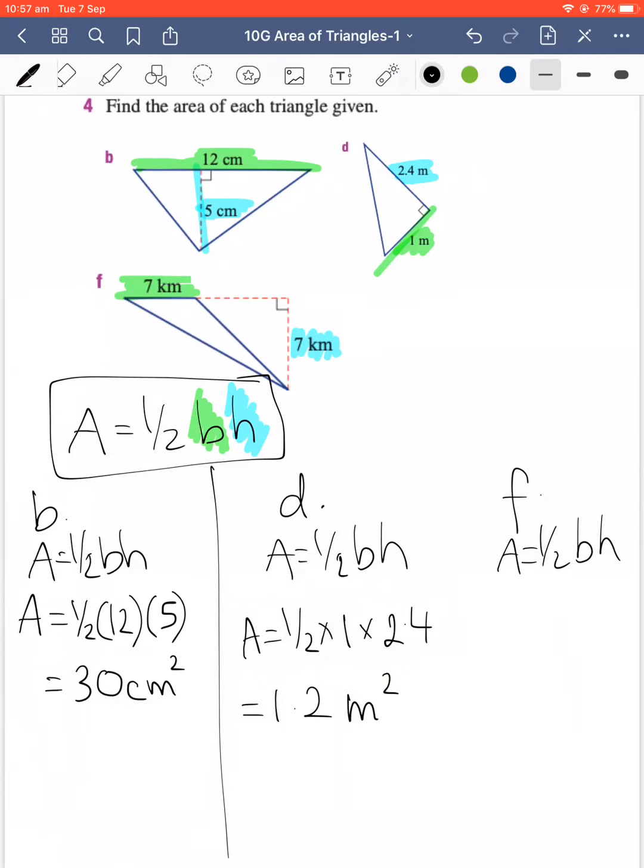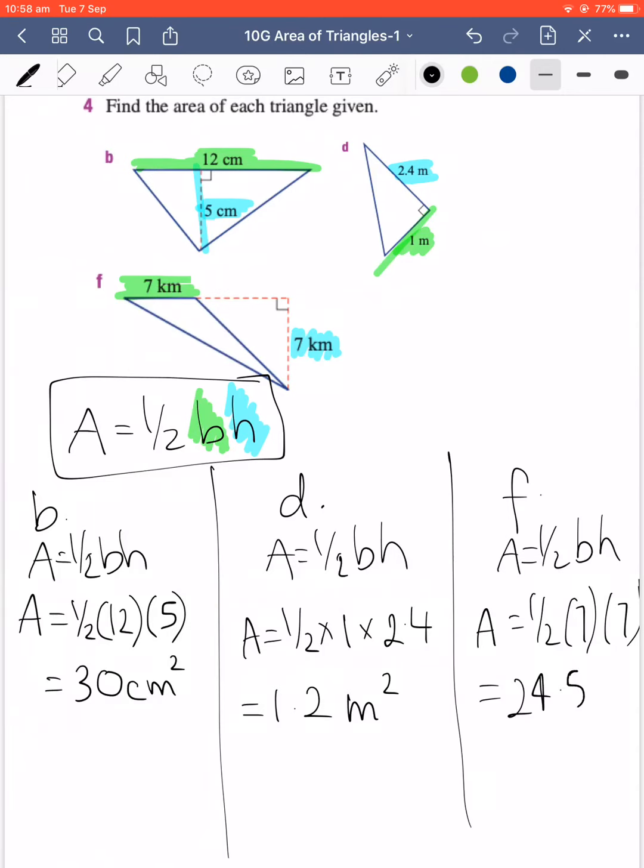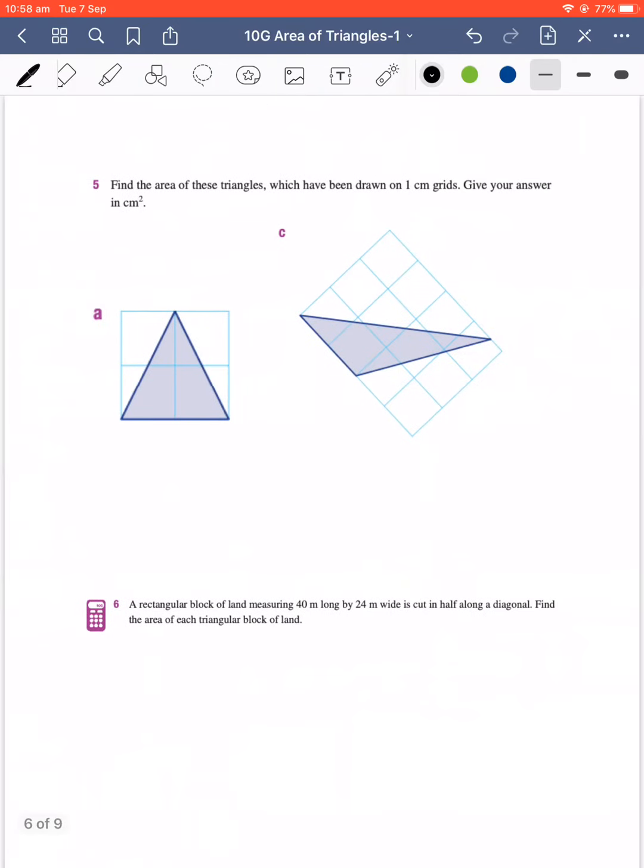Okay, last one for question number 4. So, again, substitute it in. So I have half multiplied by 7, multiplied by 7, and I end up with my answer. So half times 7 times 7. When I put that into the calculator, it gives me my answer of 24.5, and I need to keep in mind my units, so it'll be kilometers squared. On to our next question, number 5.